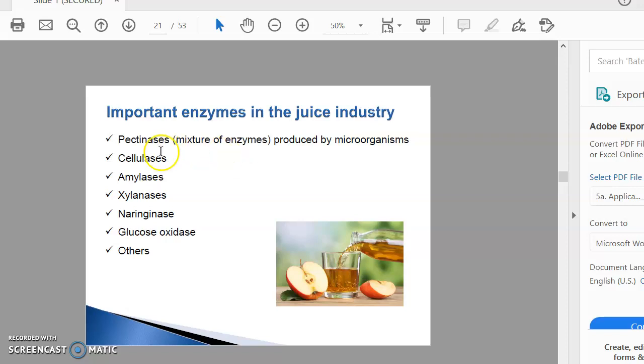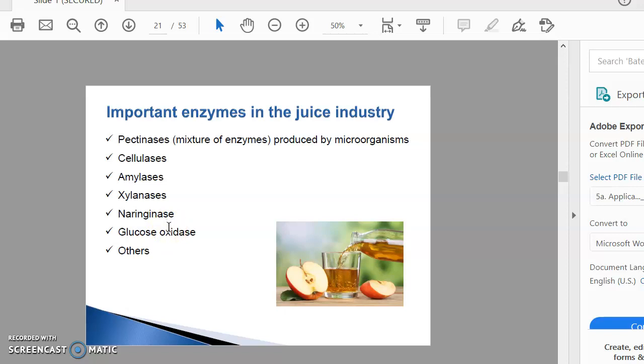The most important one is pectinases, which can dissolve the pectin, the structure in the fruit that makes the fruit hard. Cellulase can digest the cellulose and make the fruit softer. Amylase is to convert the sugar into something else, for example sugar to another form of sugar, or starch to simple sugar. Xylanase is about the same as amylase. Naringinase, as I told you earlier, is to convert the naringin to something else, so it gives a better flavor.